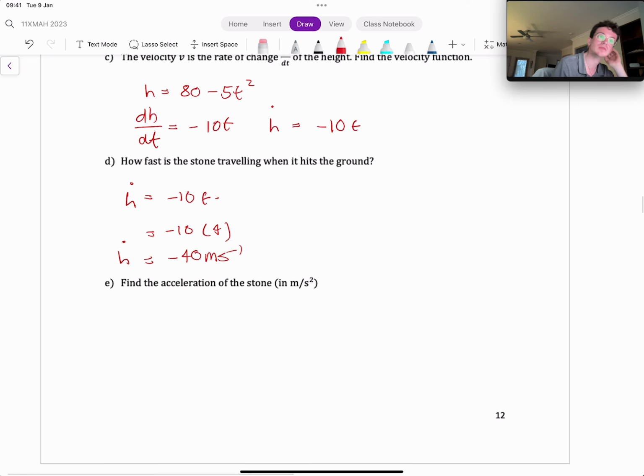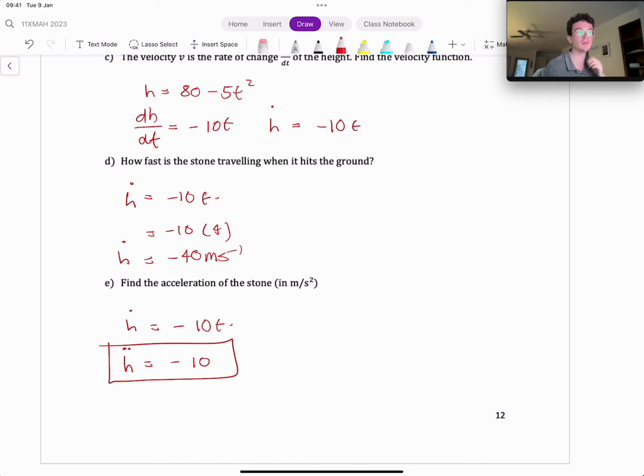Find the acceleration of the stone. Well, we know h dot is minus 10t, and the differentiation of velocity is your acceleration, so h double dot is minus 10. So h double dot is minus 10.